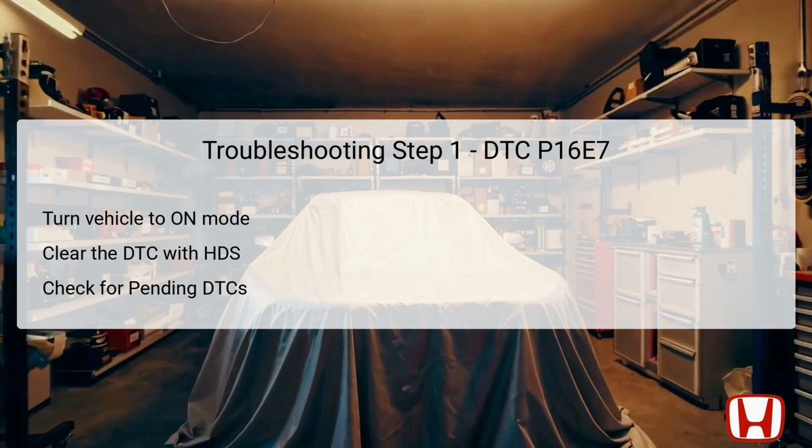After switching to on mode, use the Honda Diagnostic System, HDS, to clear the DTC. This action resets the system, allowing it to detect any current issues without interference from prior fault codes. Following the clearing process, check for any pending or confirmed DTCs within the HDS. If the P16E7 code reappears, it indicates the failure has been duplicated, thus warranting continued troubleshooting.